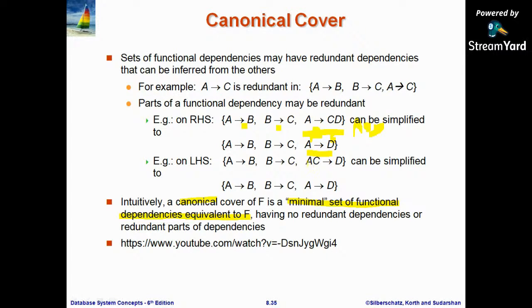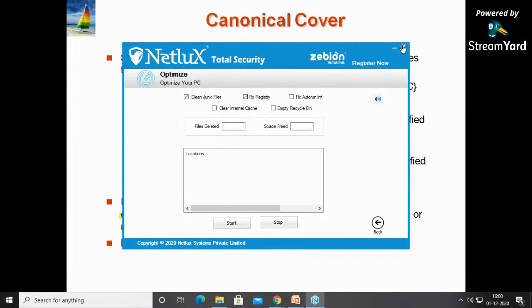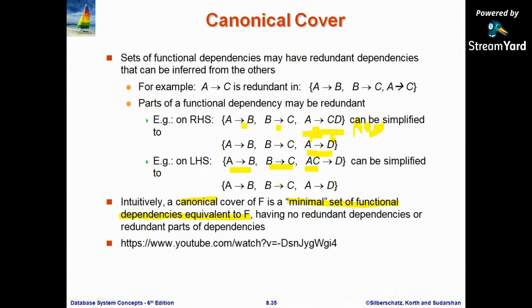In the same way, you can remove from the left hand side as well. If A can determine B and B can determine C, you can remove this C as an extra attribute. If you have removed this C attribute, it is representing the same information. How this extraneous information is removed, we will see later on.